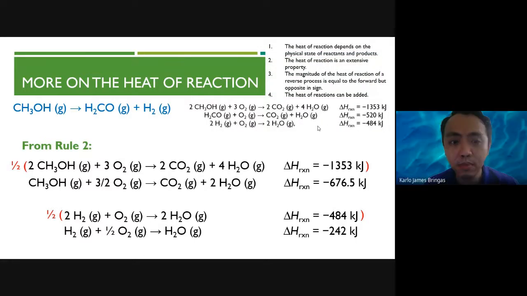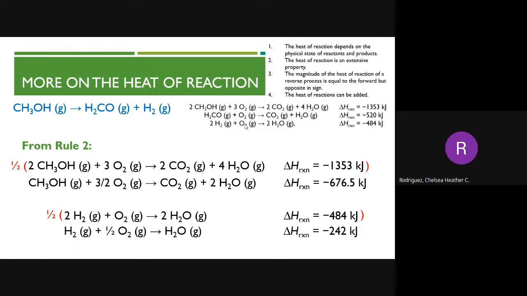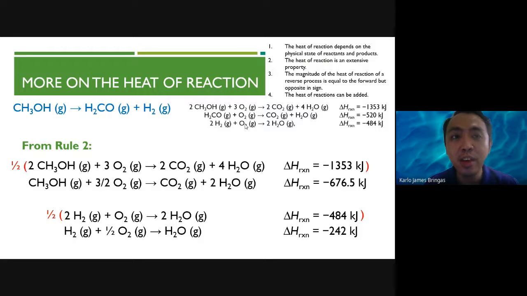Okay, so i-interchange ko lang pagsulat. Pwede naman siya, Chelsea. Basically, inuna ko lang si CH3OH because siya kasi ang target ko. In my target equation, what I want is I should be able to get CH3OH. Kaya siya talagang inuna ko. That's why I want to highlight this one.